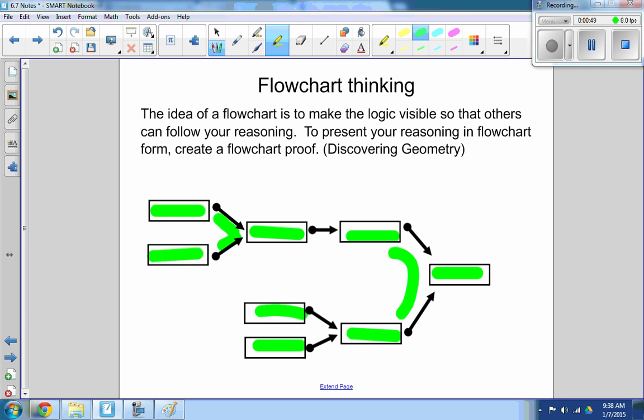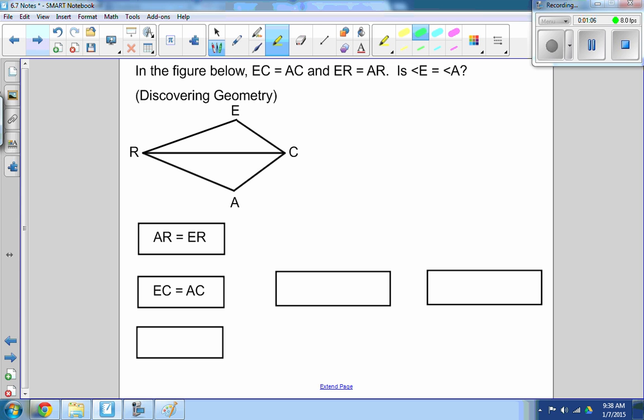Now, we've been doing this idea of using logic to step from one thing to the next using two-column proofs. But this is a more visual approach than two-column proofs. So we're going to do the same thing we've been doing.